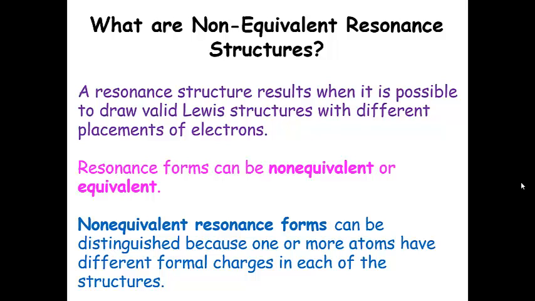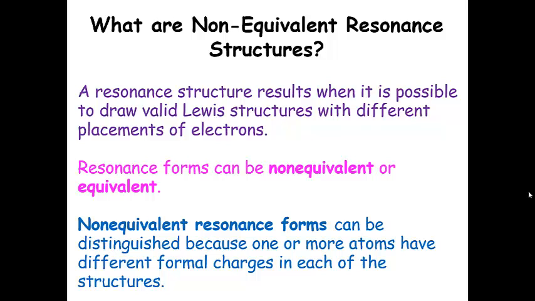Okay, so before we can talk about what non-equivalent resonance structures are, let's go ahead and talk about what regular, plain old resonance structures are. So how do we get those? Well, they result when it's possible to draw valid Lewis structures where the octet rule is followed, but the placement of the electrons in the structure is different, i.e. maybe you have single versus double bonds, you might have single versus triple, you might have double versus triple, you would have different numbers of lone pairs on different atoms in the molecule. So all of them are valid Lewis structures, but the placements of the electrons are different.